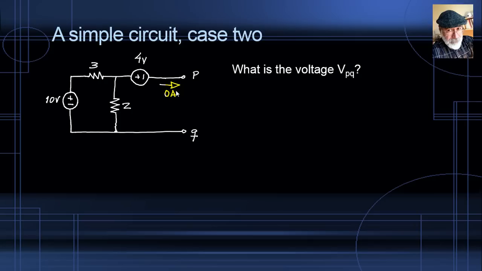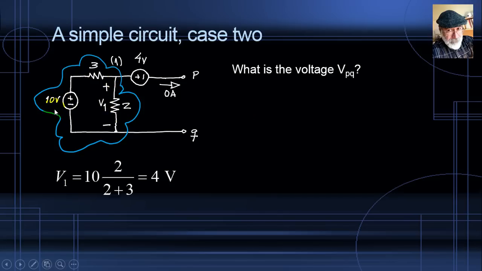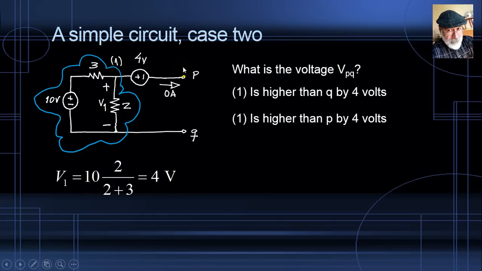It is 0 amps. But if that current is 0 amps, then what we have in this blue cloud is a voltage divider with no load. We are dividing 10 between 3 and 2. How many volts do we have here? V1: 10 multiplied by 2 divided by 3 plus 2. That is 4 volts. 4 volts here. Let's review what we're seeing here. Node 1 is higher than node Q here at the bottom by V1, by 4 volts. But node 1 also is higher than node P by 4 volts. That means that P and Q are at the same height. That is, VPQ is 0 volts.